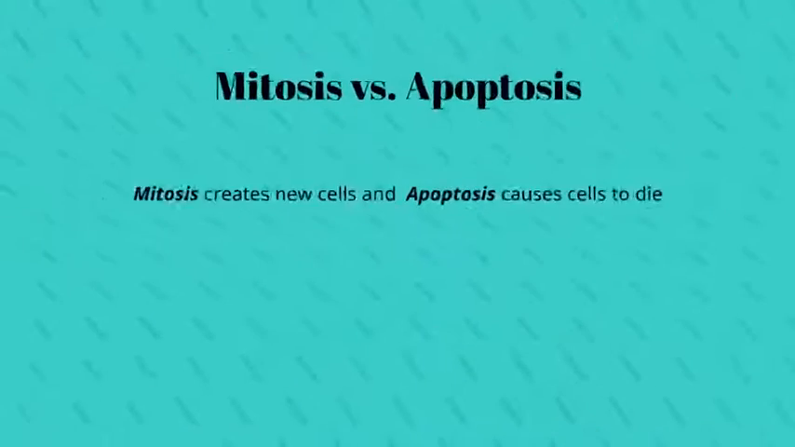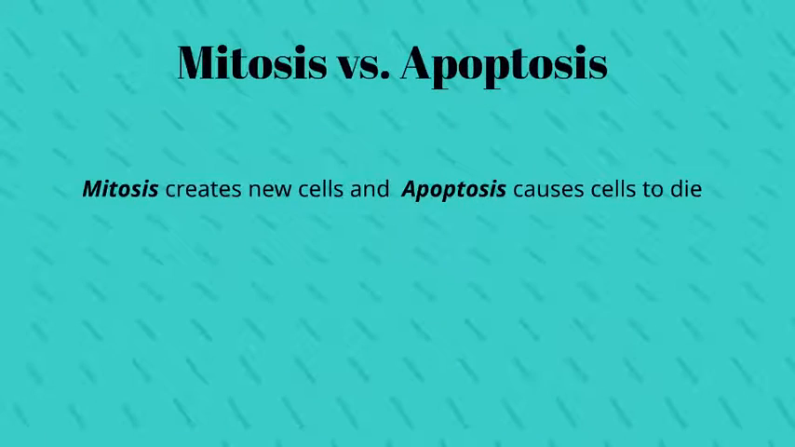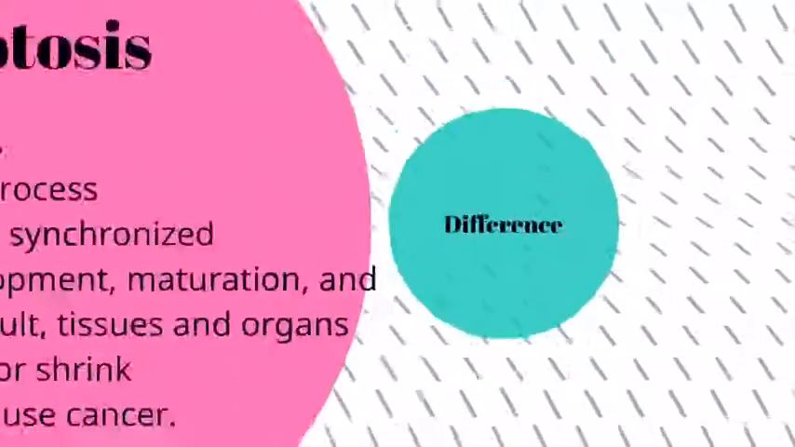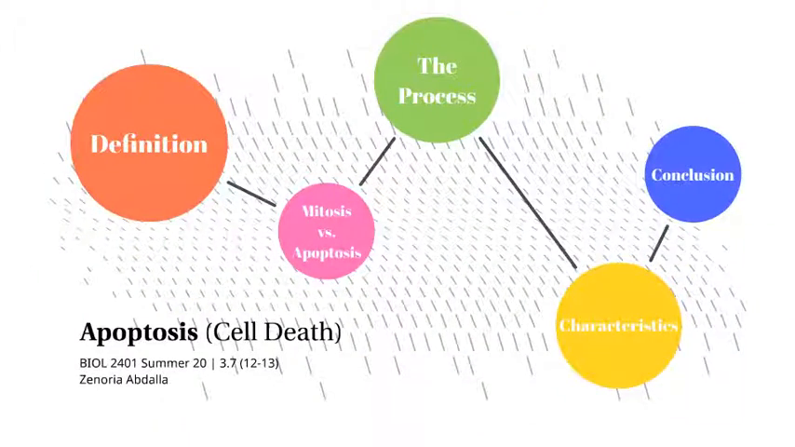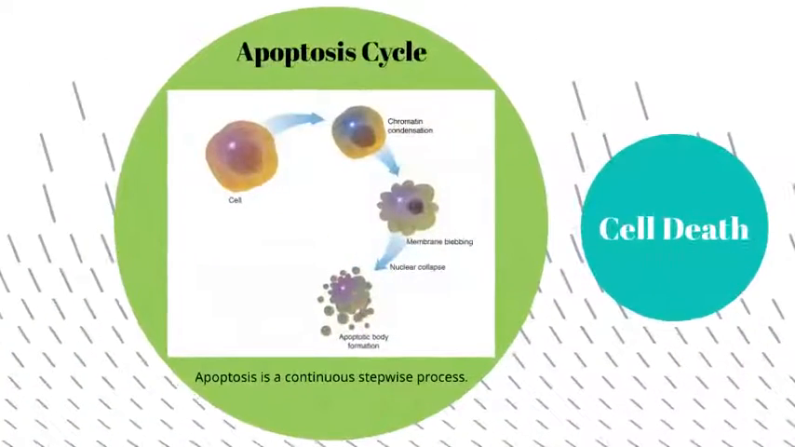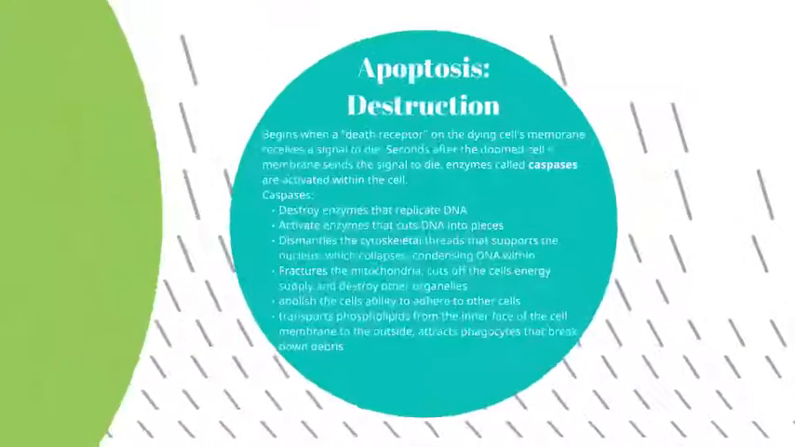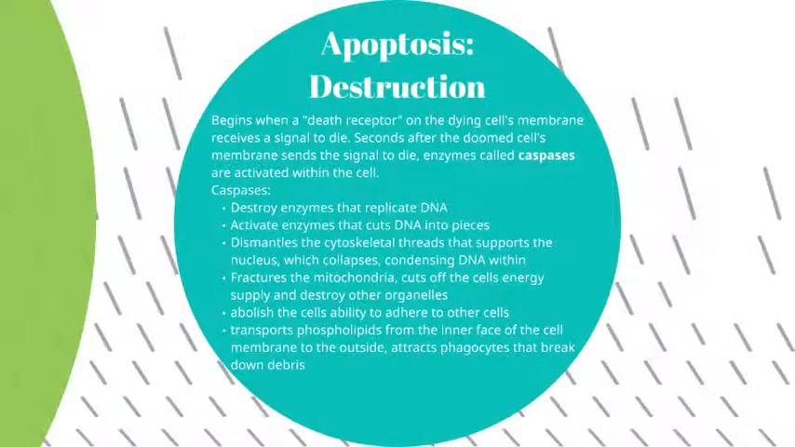So let's talk about the big difference. Well, the major difference is mitosis creates new cells and apoptosis causes cells to die. All right, so let's move forward to the process. So remember, apoptosis is a continuous stepwise process. So let's go into cell death. Apoptosis is basically destruction of the cell.